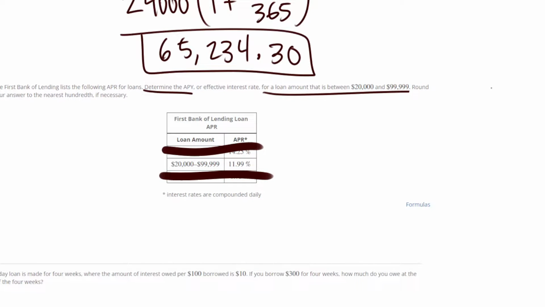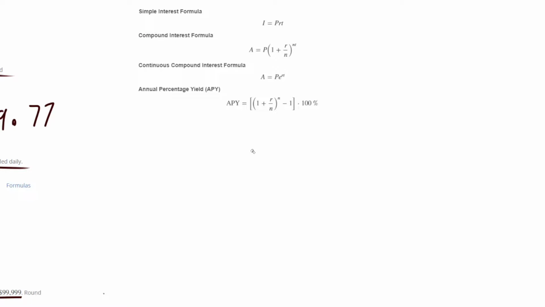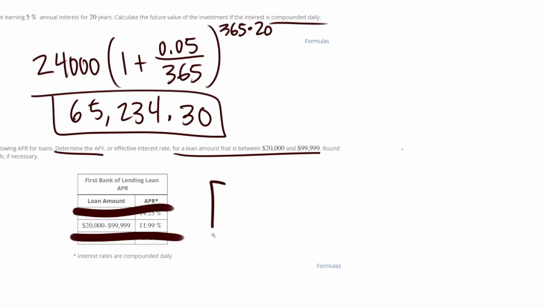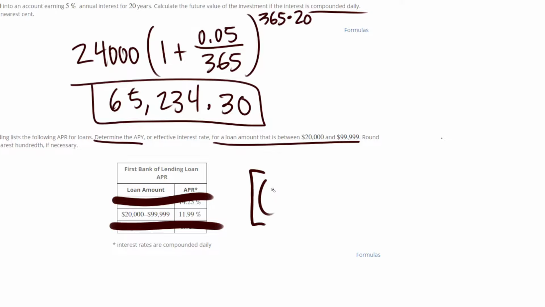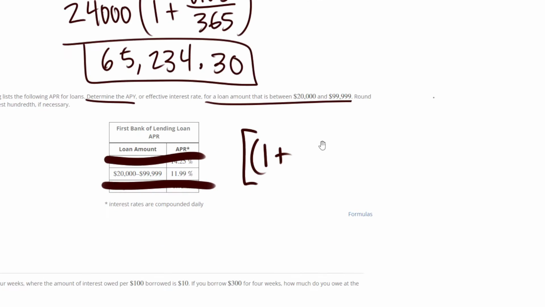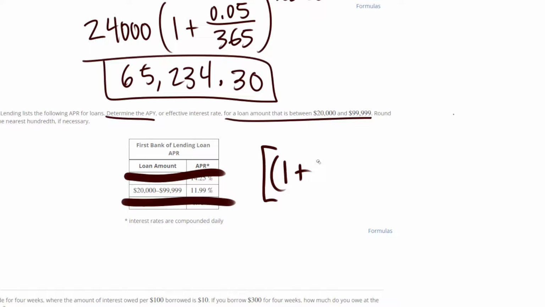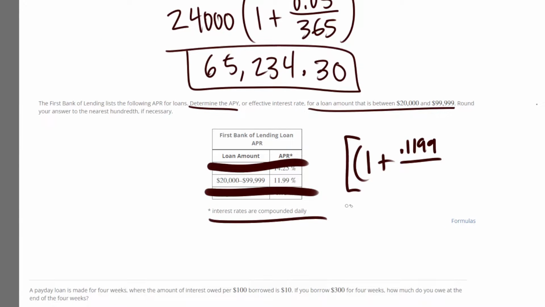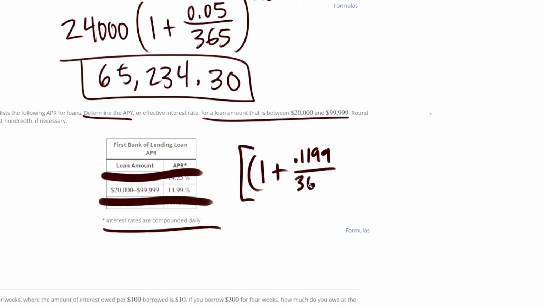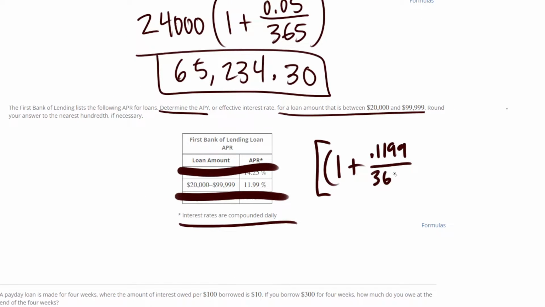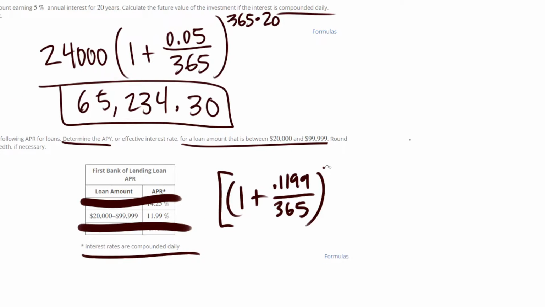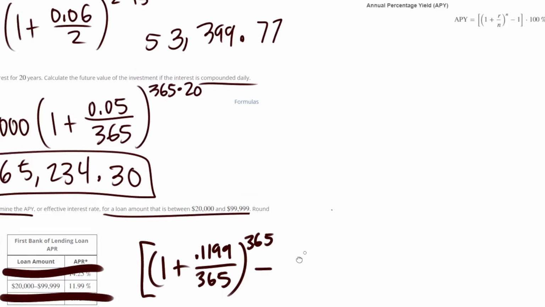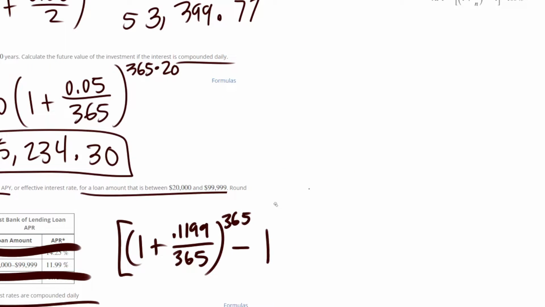So, if we look back to our APY formula, we know that it is our 1 plus, we need that in parentheses too. 1 plus 0.1199 divided by, and it says compounded daily, so 365, and then to the n, which is also 365, minus 1, and then we'll times that by 100.